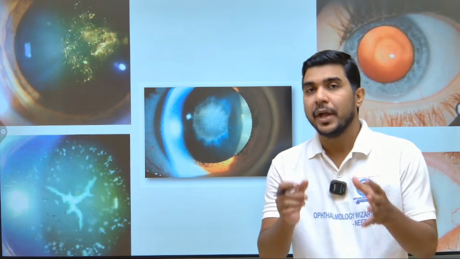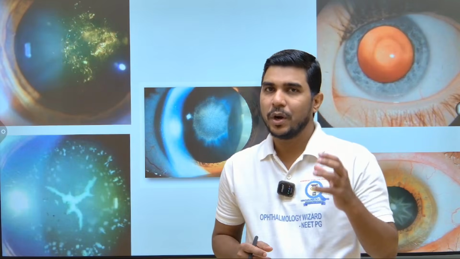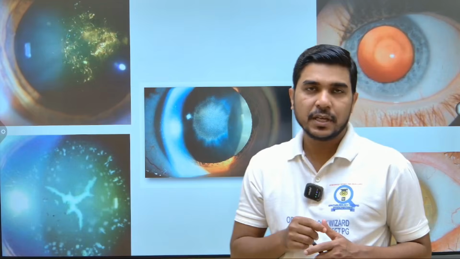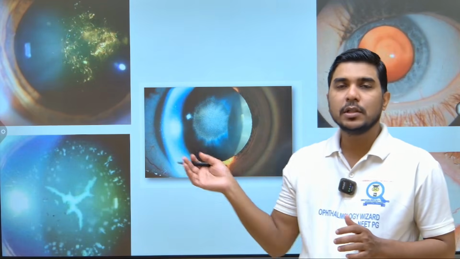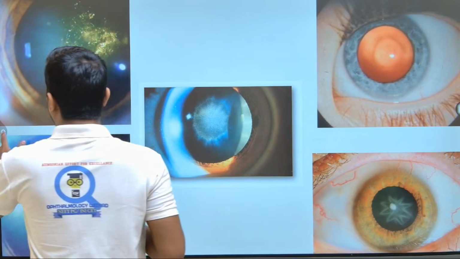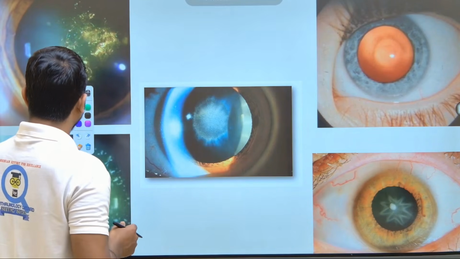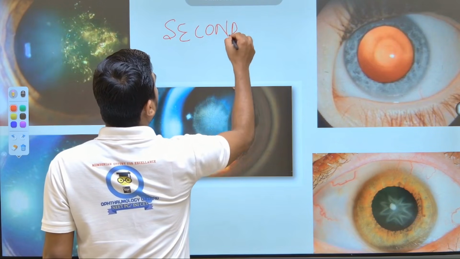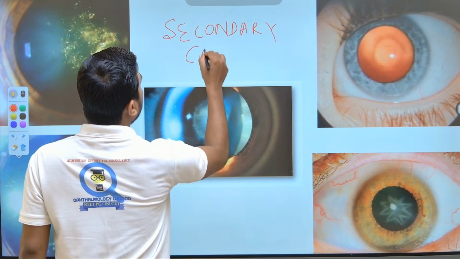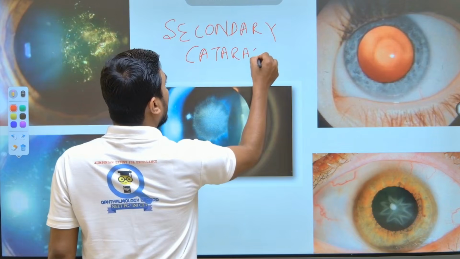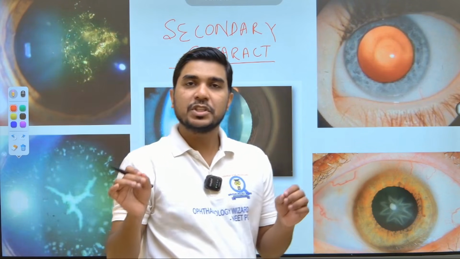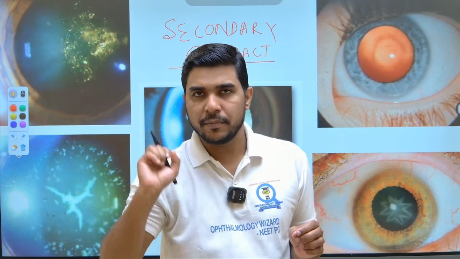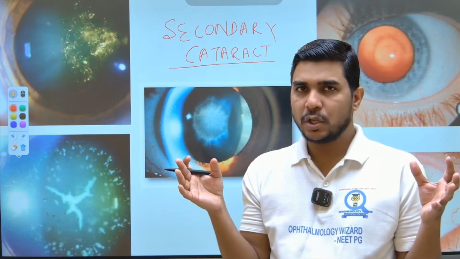So now coming to the next image. What is this next image telling you? These all are the cataractous changes in the lens, right? So all these cases are nothing but secondary cataract, right? What is secondary cataract? Secondary cataracts are those cataracts which are because of some sort of systemic diseases or metabolic disorders in the body. Okay, now you understand about the secondary cataract.